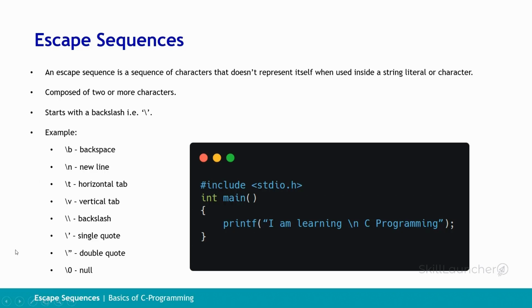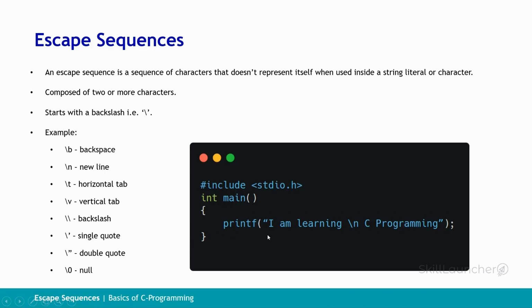So here are some examples of escape sequences. \b represents backspace. \n represents a new line, as we just discussed. \t represents a horizontal tab, that is, it inserts a tab whenever used. \v inserts a vertical tab. Double backslash is used to print a single backslash. \' is used to print a single quotation mark. \" is used to print a double quotation mark.